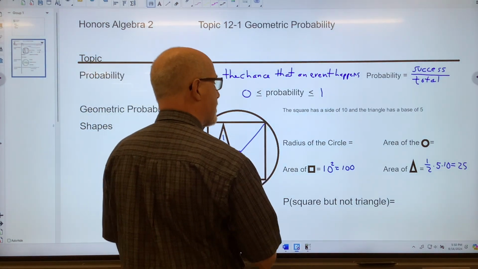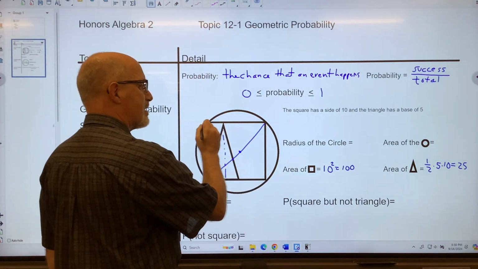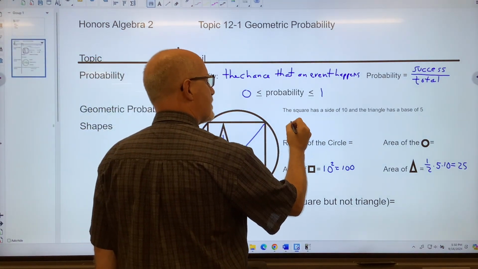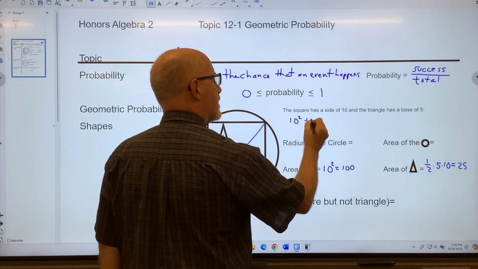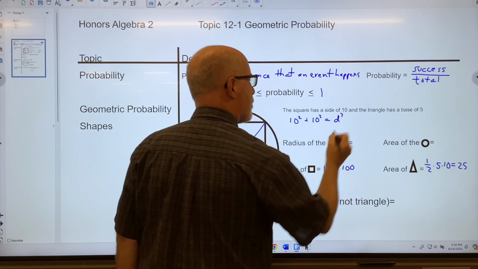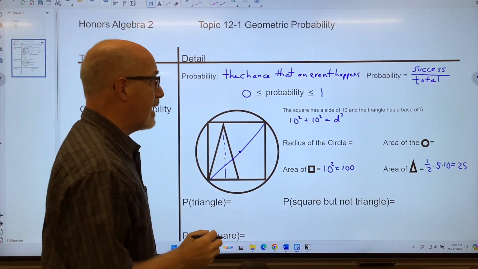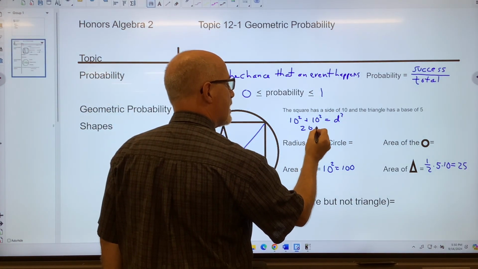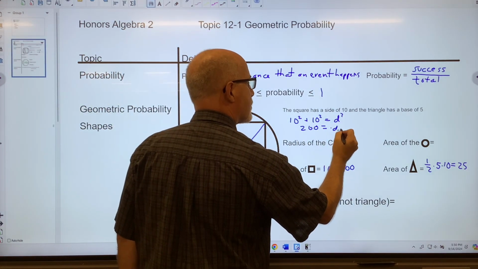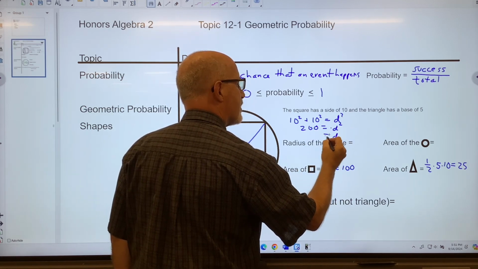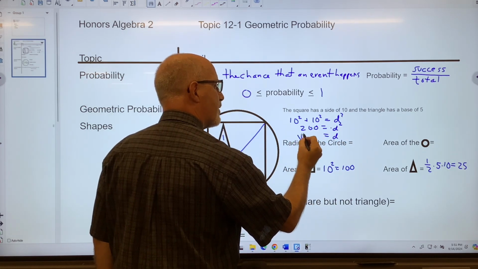So if we use the Pythagorean theorem, where side here is 10, side here is 10, we have 10 squared plus 10 squared is going to equal the diagonal squared. So now we're going to have 100 plus 100 is 200 equals the diagonal squared. And if I take the square root of both sides, the diagonal is going to be the square root of 200.